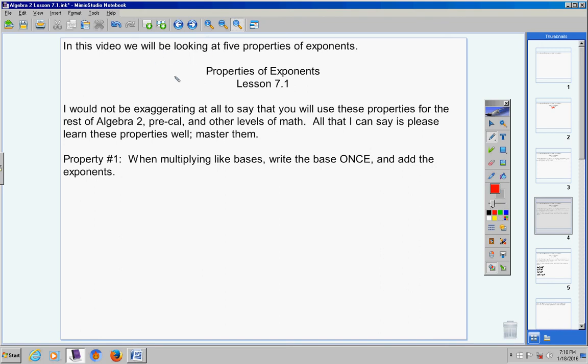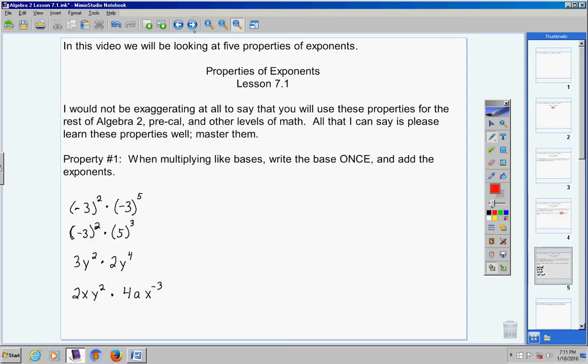Property number 1. When multiplying like bases, and by the way, some of these will be reviewed from Algebra 1. When multiplying like bases, write the like base once and add the exponents, okay? Please copy that down. I'm going to move on to our examples.